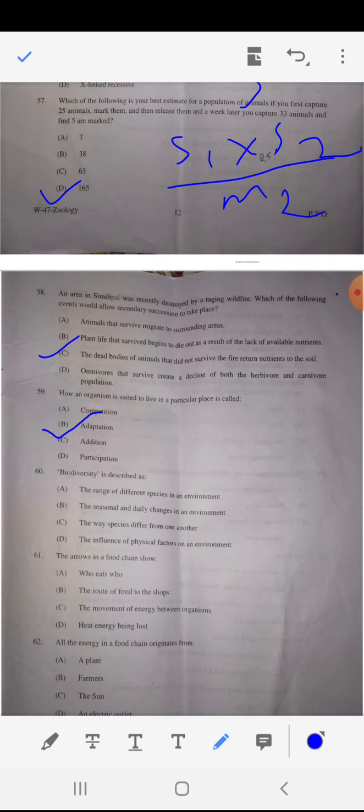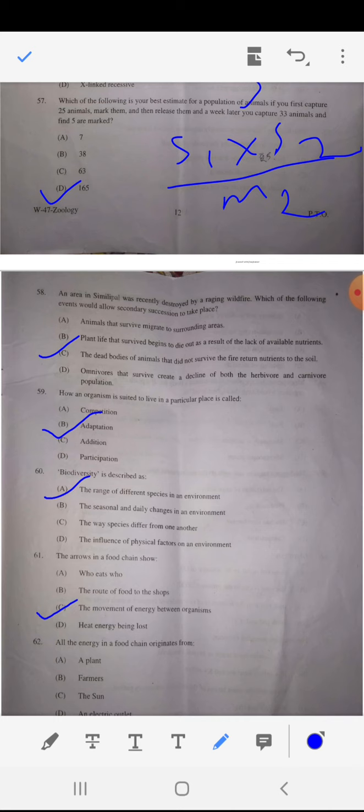Question number 60. Biodiversity is described as, the correct answer is option A, the range of different species in an environment. Because bio means life, diversity means varieties. That is the varieties of species or life in the environment, called biodiversity. Question 61: the arrow in a food chain shows, the correct answer is option C, the movement of energy between the organisms. We know the 10% law.